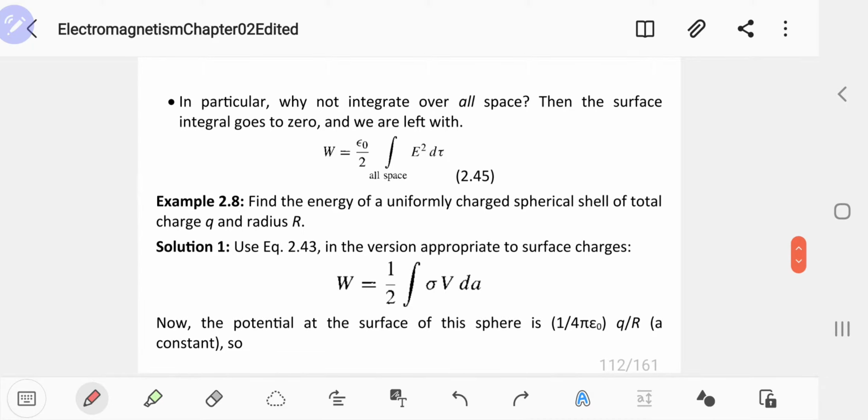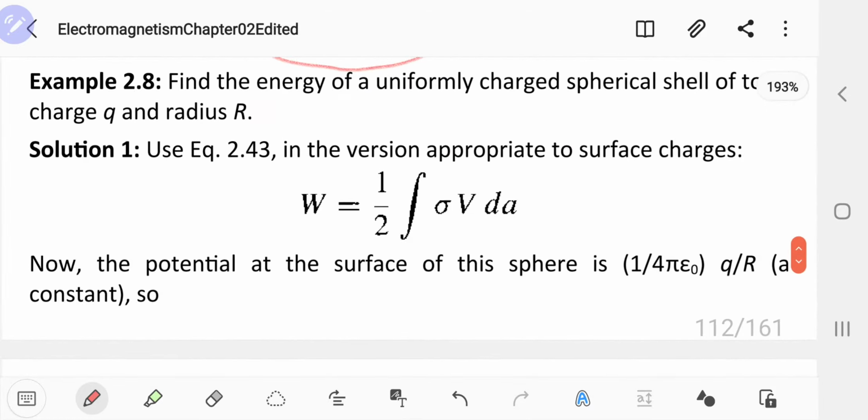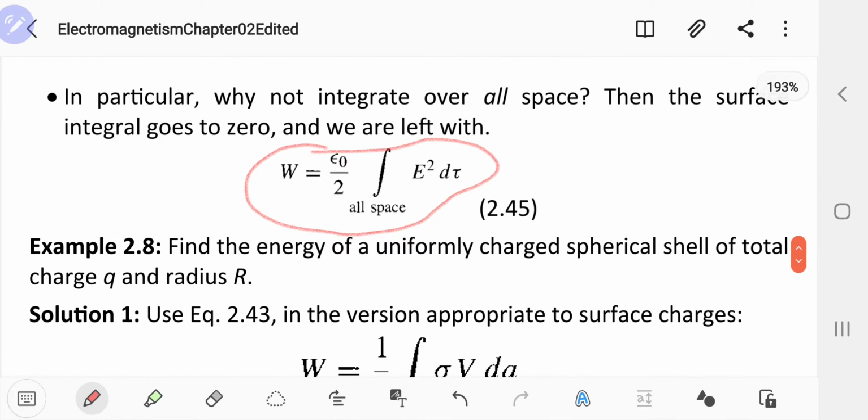your work will be equal to this if you integrate all space. This means that the limit of integration, for example for r, is from r to infinity if you take all space. So let's do an example.